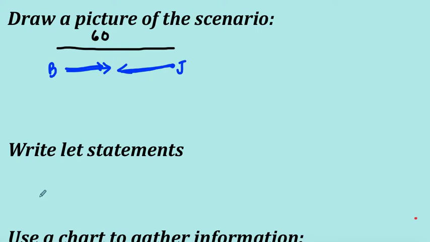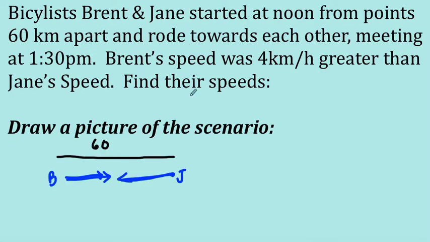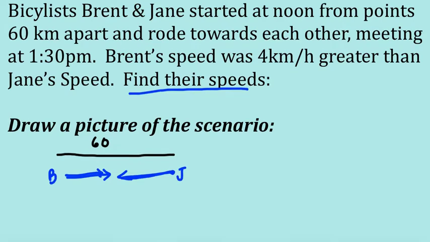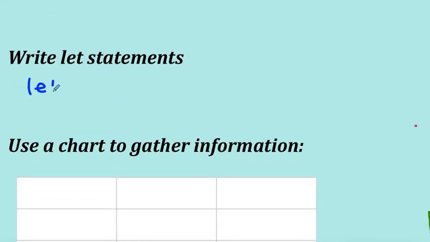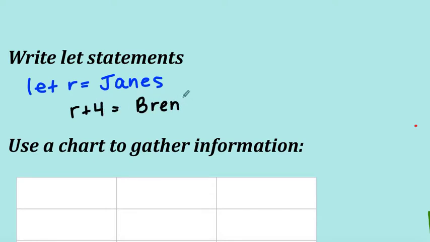Okay? All right, so I've got let statements. The question actually said find their speed. So that is what is unknown. So I'm going to let R equal Jane's speed. Now, why Jane's speed? Remember, I always told you earlier that one technique is to go with the person who is going slower or smaller values. And we know that Jane is going slower, and that Brent is going 4 kilometers greater. So that would be R plus 4 is going to be Brent's speed. So I've got Jane's speed and I've got Brent's speed.